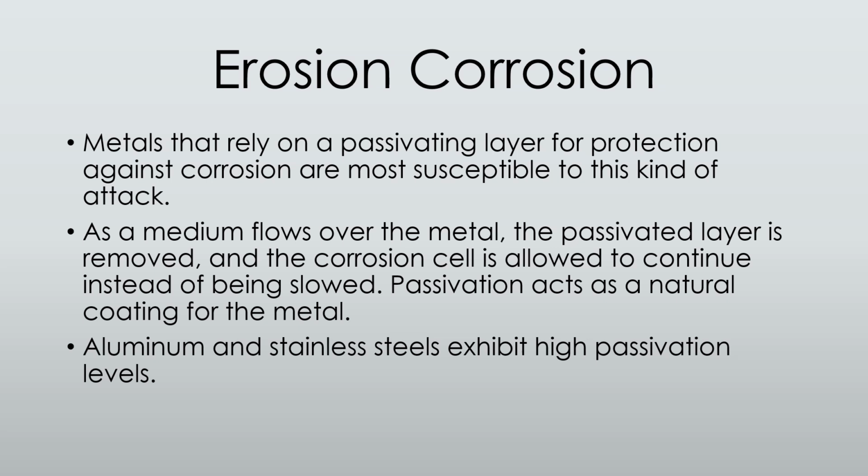With erosion corrosion, you have metals that rely on a passive layer to protect themselves from corrosion, but you have a medium that flows over this metal and that passive layer is removed. A corrosion cell is then allowed to continue instead of being slowed. Usually this passivation acts as a natural coating for the metal. A great example is aluminum, which has an aluminum oxide coating that's generated over time. It will appear as a white powder on the pipe. And stainless steel exhibits this as well.